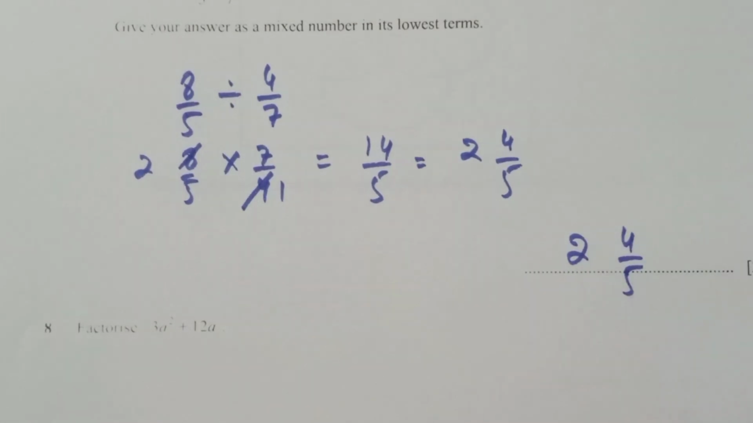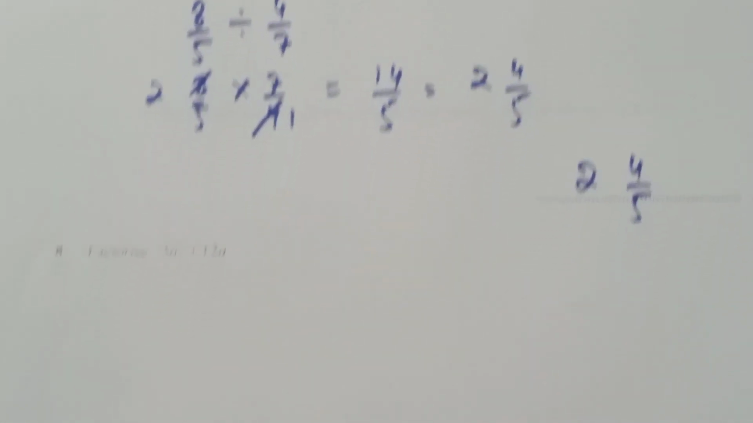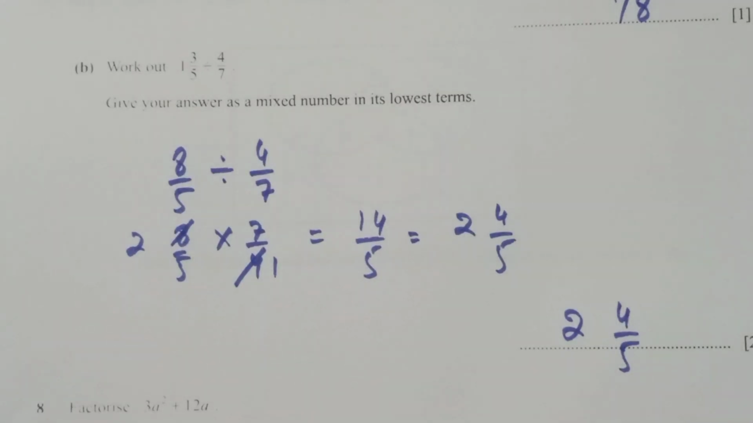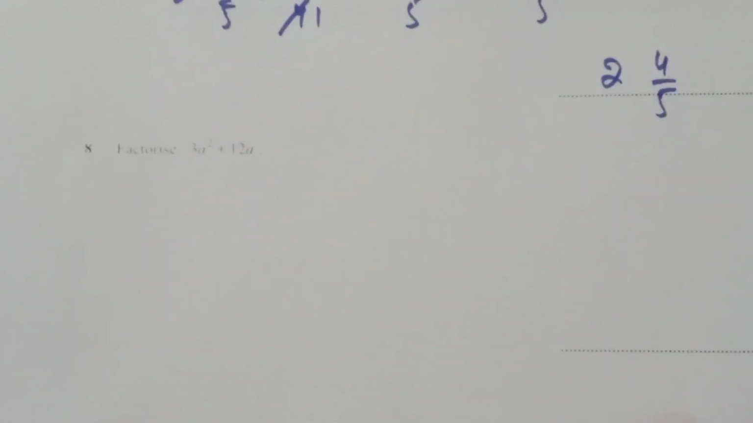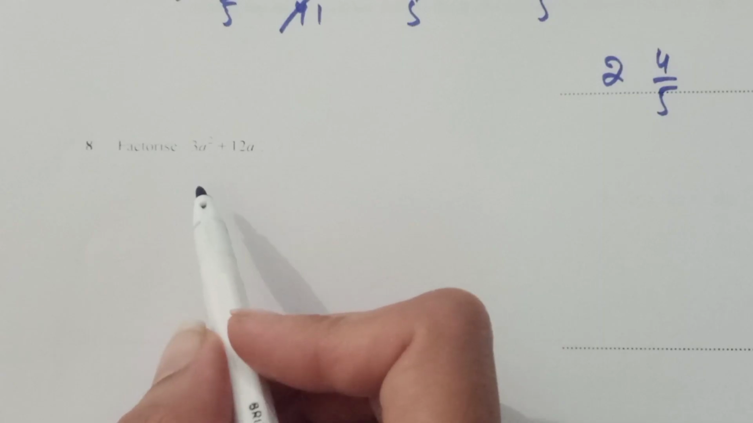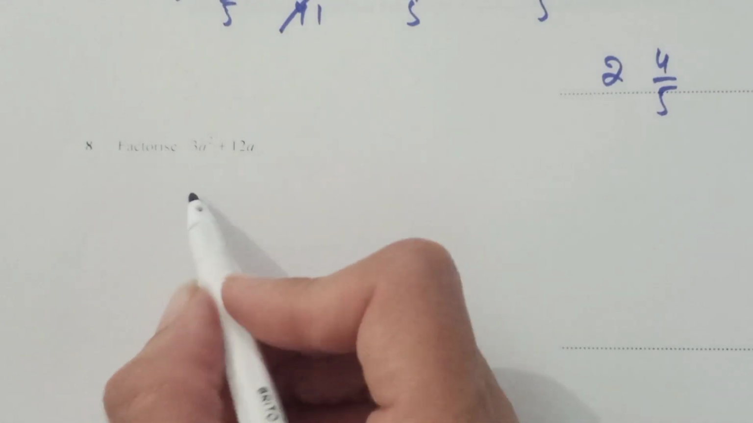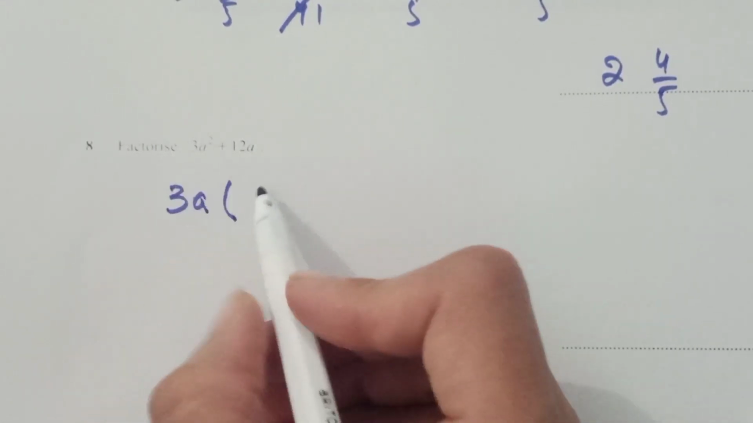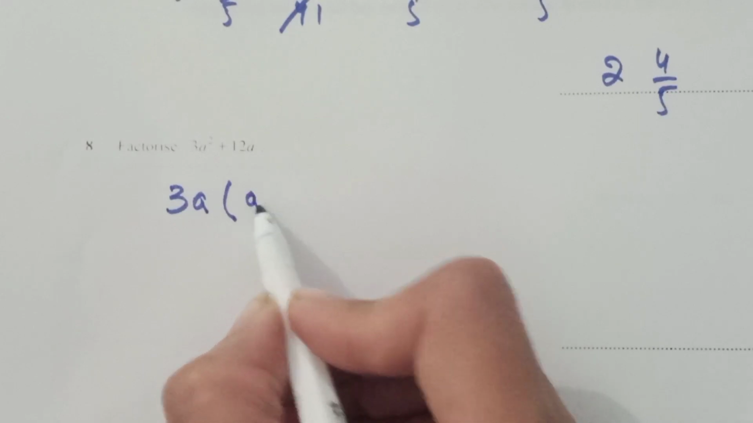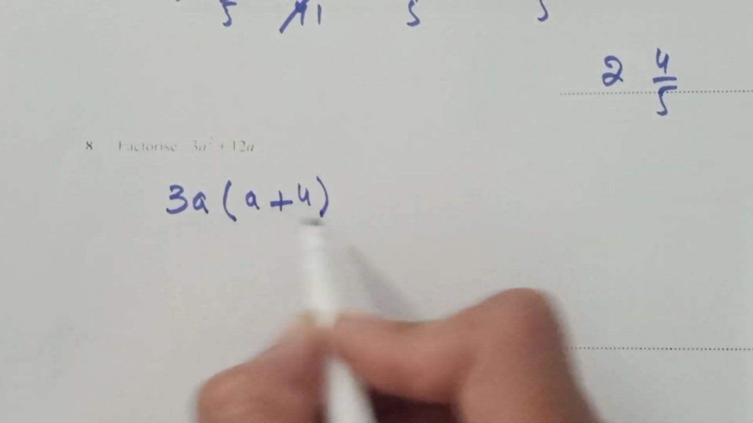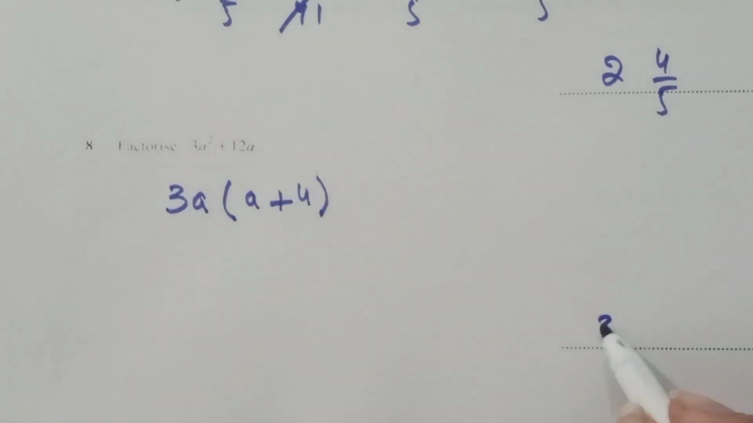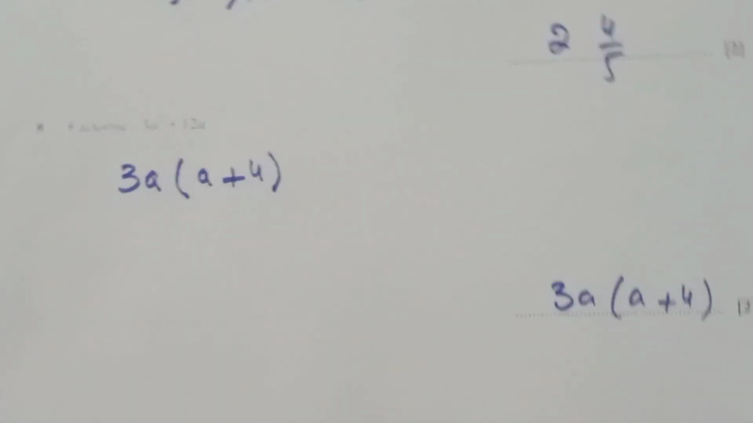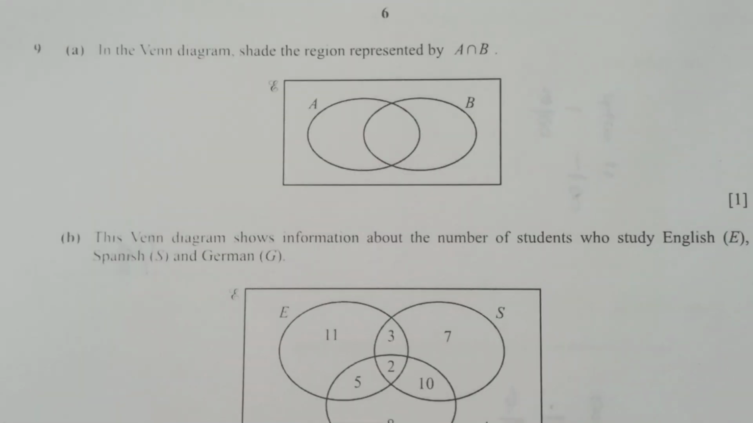Now students, B part is also solved. Now students, question number 7 is done. Question number 8, we have to factorise these values, very simple, by taking common 3 and A, and left 3 plus 4. Now students, this is the answer of A part. It's solved.